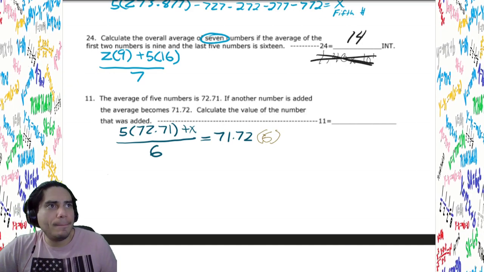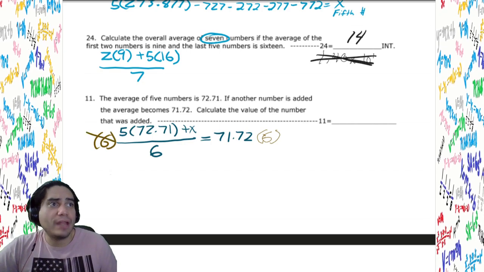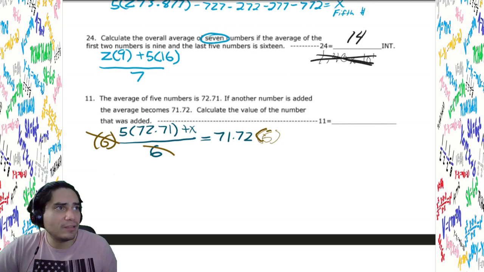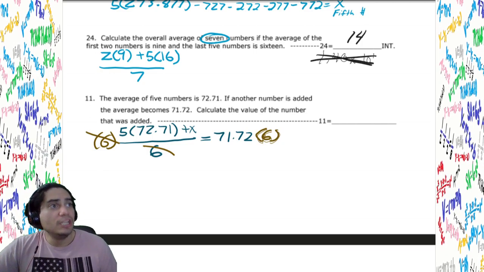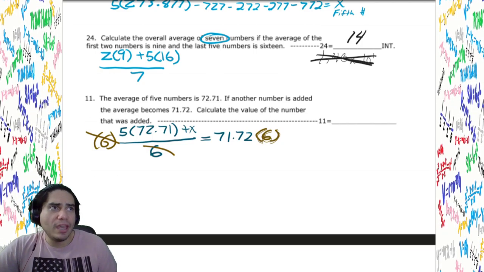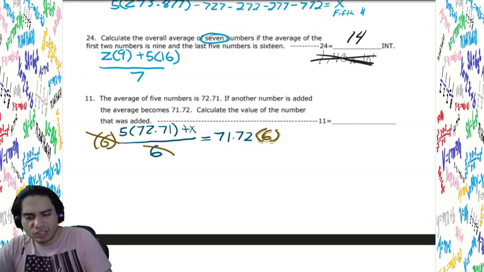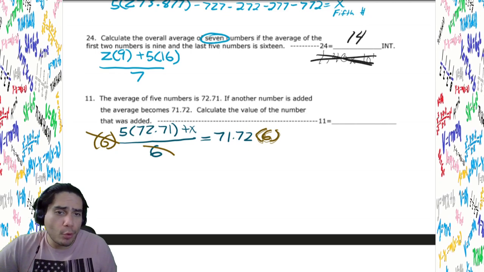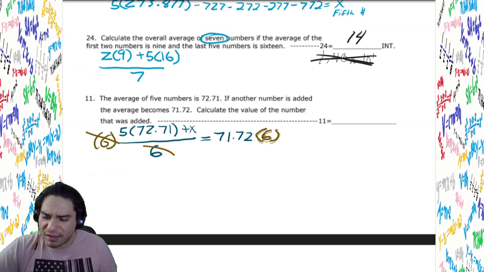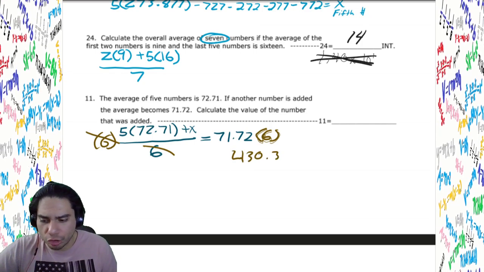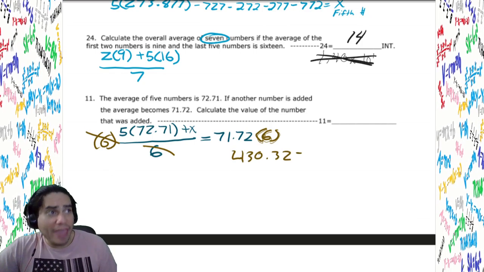After we multiply both sides by 6, guess what happens to my 6s on the left? They cancel out. The 6 on the right is now going to be multiplied. So let's go ahead and do it. We're going to enter 71.72, 6 multiply. I get about 4.30 times 10 to the second, or if you really want to be on the right track, we got 430.32.